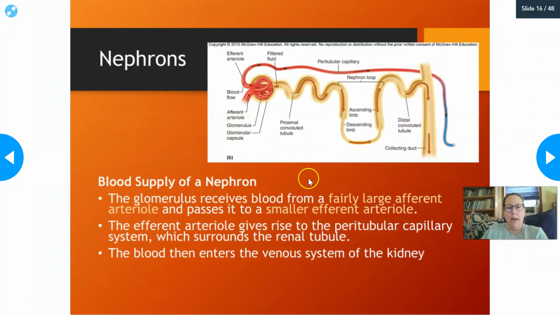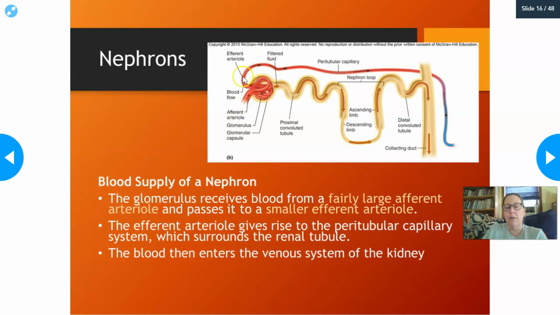Okay. And so again, the blood supply of the nephron, the glomerulus receives the blood from a fairly large afferent arteriole, and then it passes into a smaller efferent arteriole. So this is actually quite important. So it's illustrated here with the larger afferent, the ball of capillaries, and then the smaller efferent. Okay, so first of all, we mentioned this already, but afferent and efferent sound a lot alike. Afferent is A for arrival, and efferent is E for exit. So the blood arrives at the ball of capillaries and then exits here through the efferent.